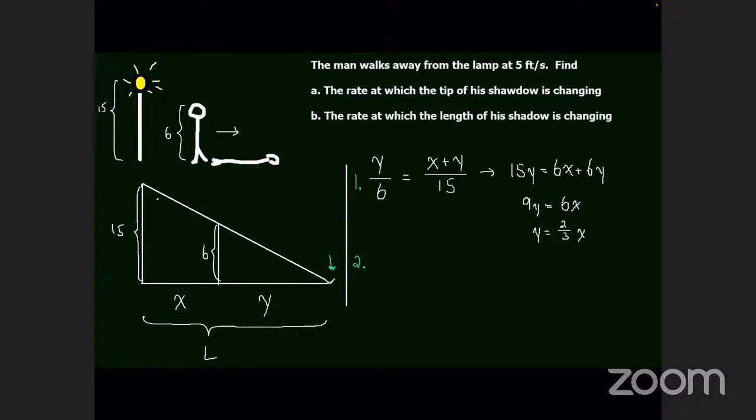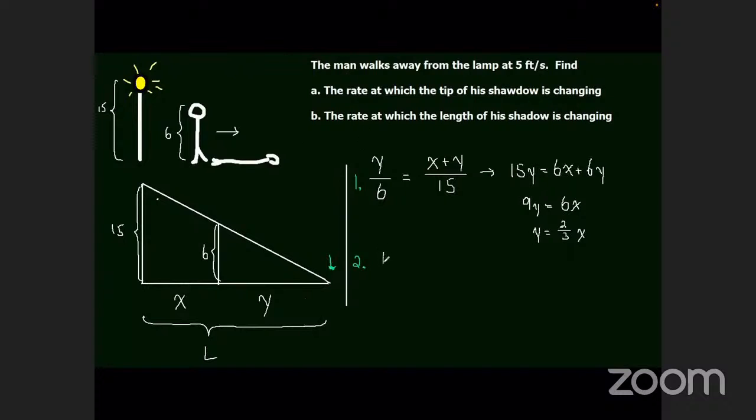Well, we could figure it out because it's the rate at which L is changing, right? The total length. If this extends, then L extends. So the rate at which this tip is moving is the same as the rate at which L is moving. So that makes sense. Let's write that out.